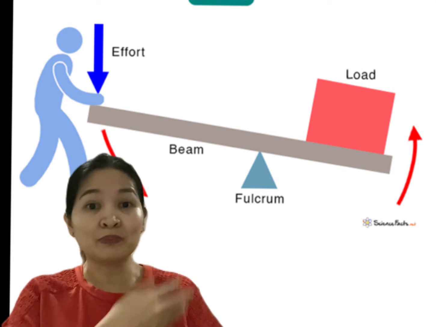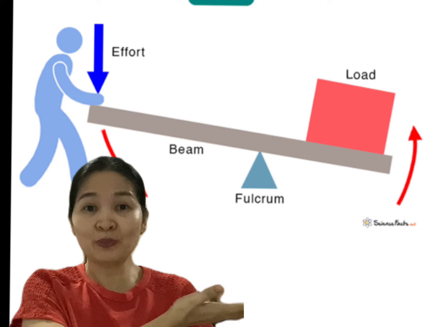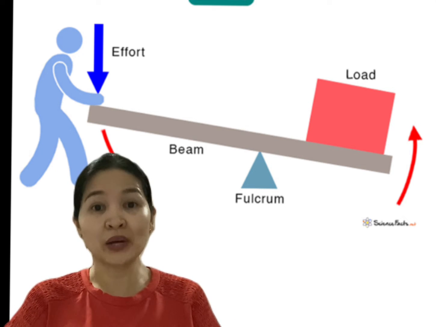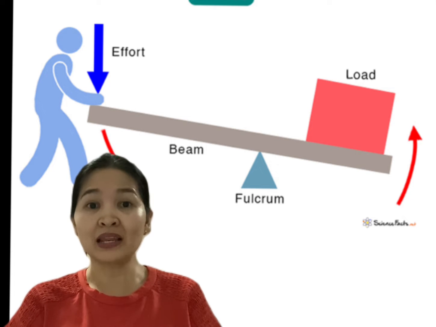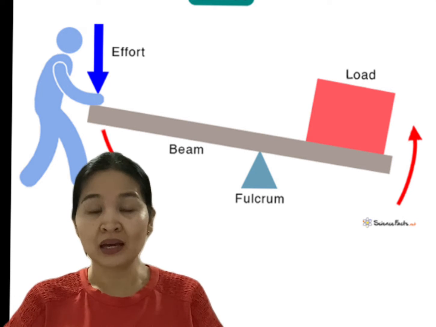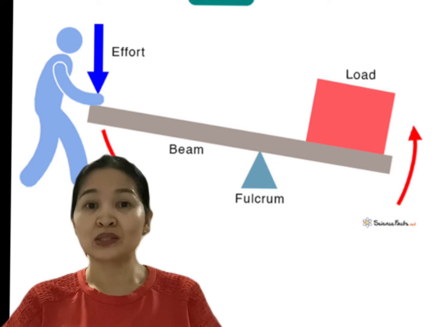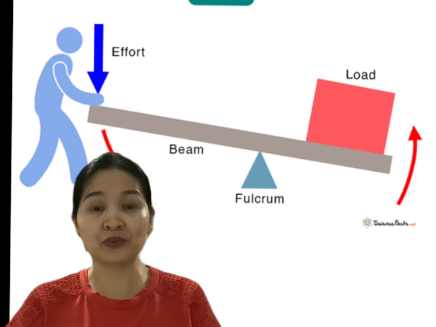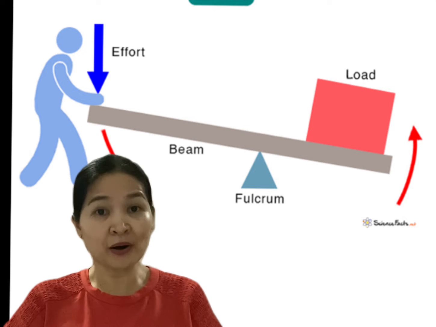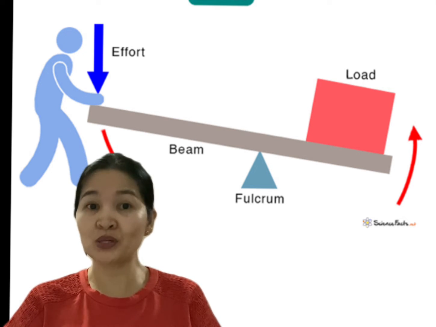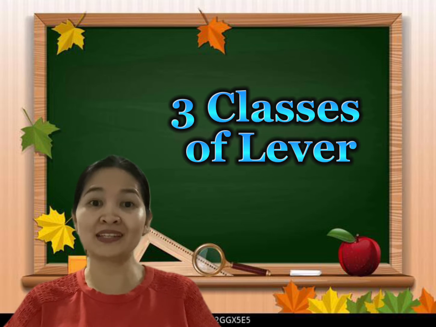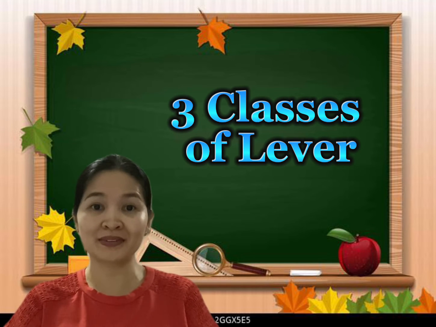As you can see in the picture, it is supported by the fulcrum, and the weight that is lifted by a lever is called the load. The upward force to lift the weight that is carried by a lever is called the effort. There are some parts of the human body that can also be called levers. Let's find out some examples in the 3 classes of levers.